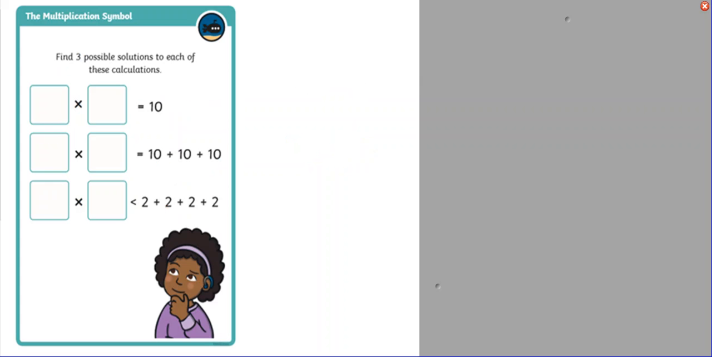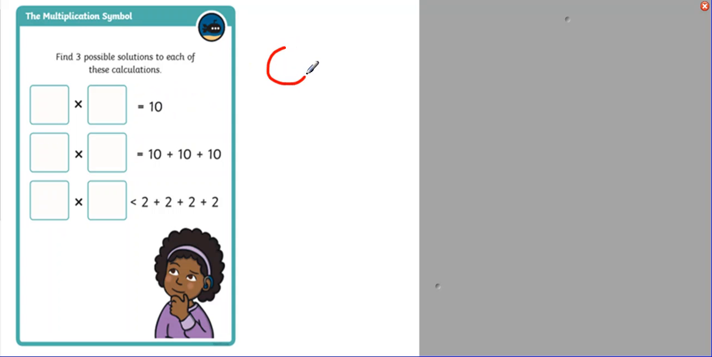Let's have a look at this one. So we've got to find three possible solutions to each of these calculations. So something multiplied by something is 10. So we need to make the answer 10. So how I would do this is I would use pictures to help me. And that is how I would do it.